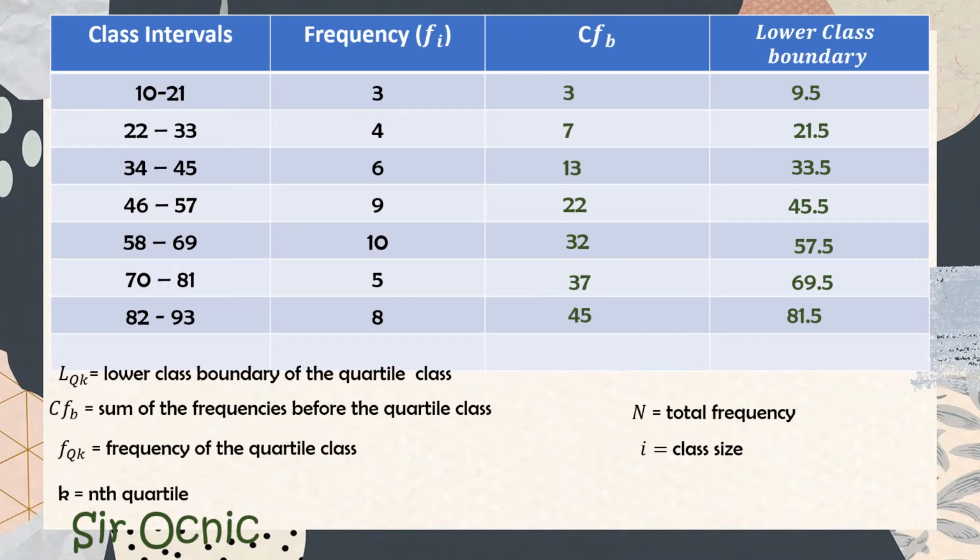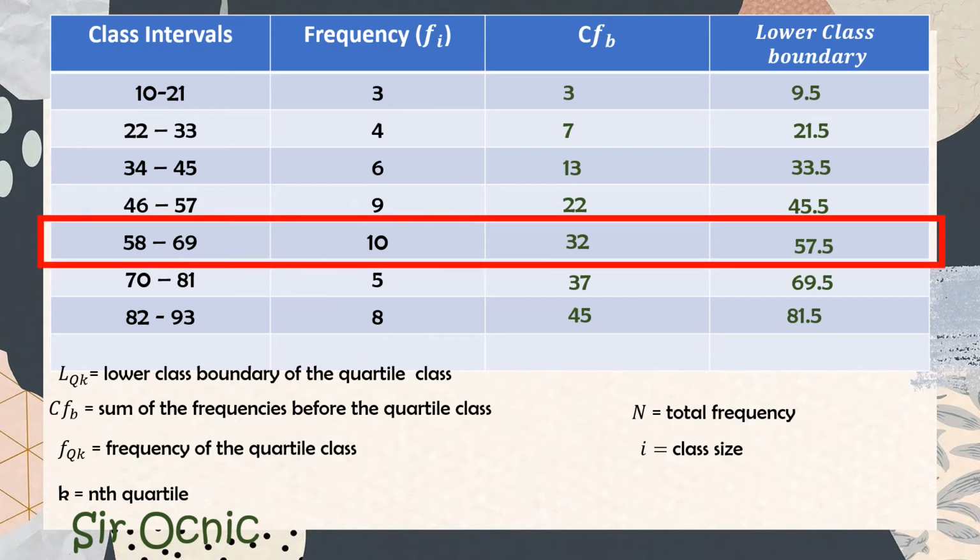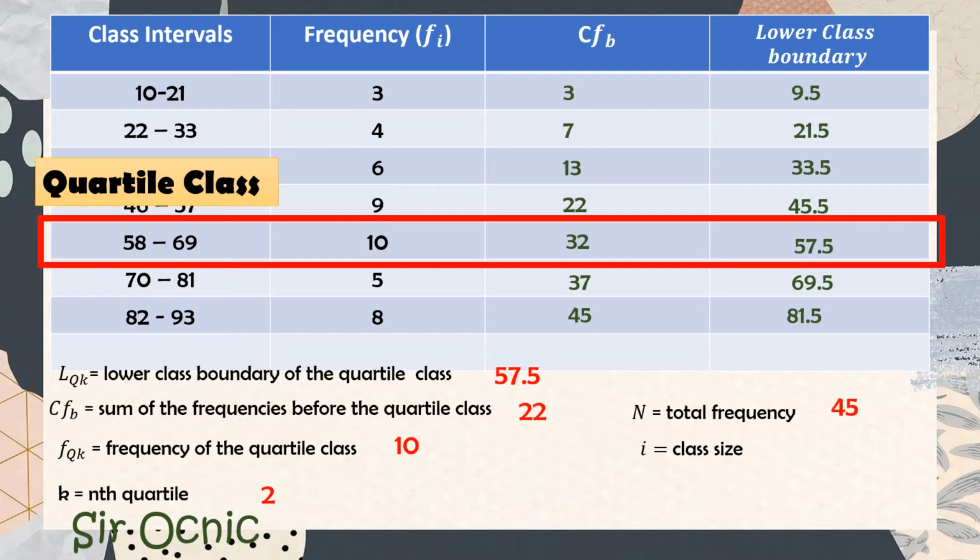Let us now identify the quartile class using our frequency distribution. The 22.5th score lies on the class interval 58 to 69 with a cumulative frequency of 32. As our basis, the lower class boundary is 57.5. The cumulative frequency before the quartile class is 22. The frequency is equal to 10. The nth quartile is 2. The total frequency is still 45. And the class size is equal to 12.